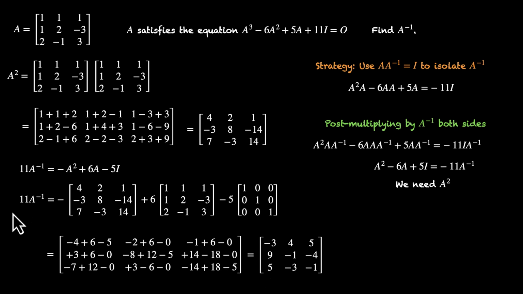Now we need to find A inverse. So we'll divide both sides by 11. A inverse is going to be 1 by 11 of this matrix. So A inverse is 1 by 11 of [-3, 4, 5, 9, -1, -4, 5, -3, -1].